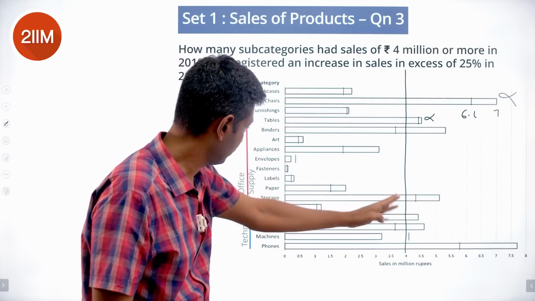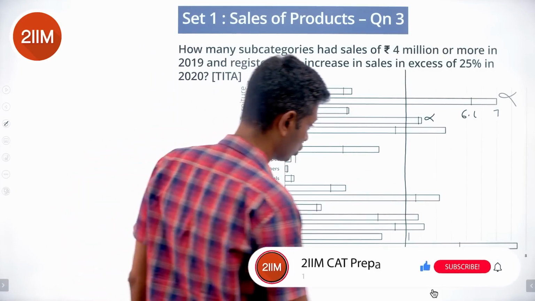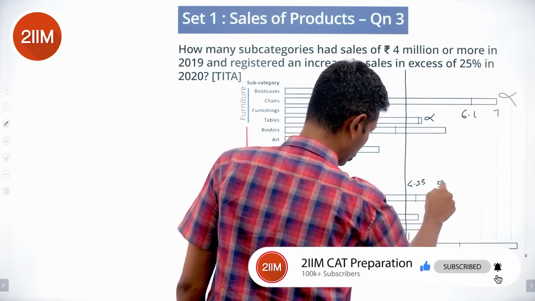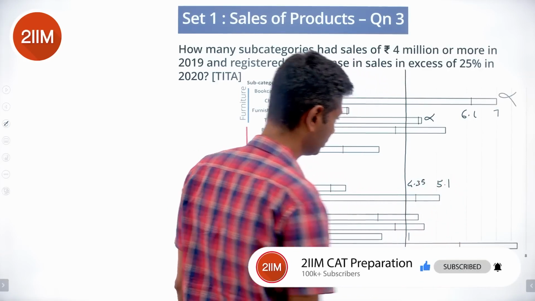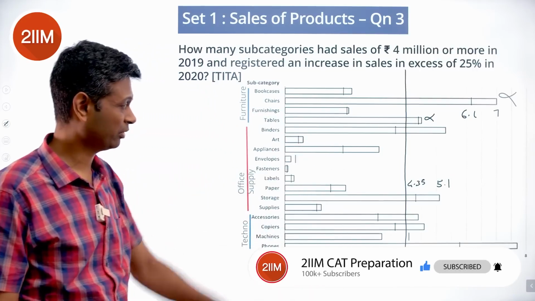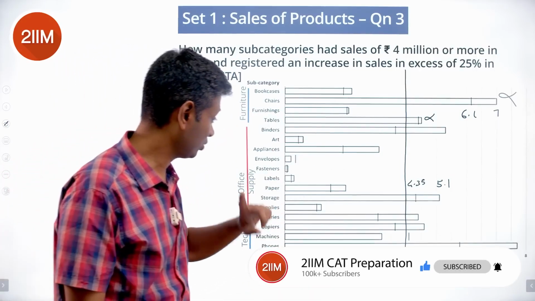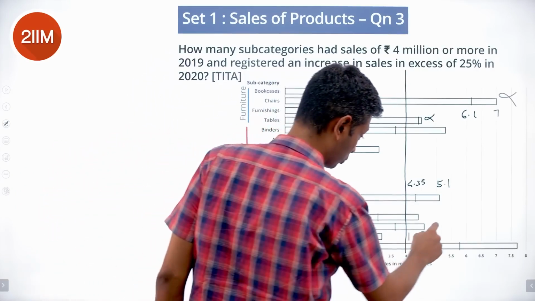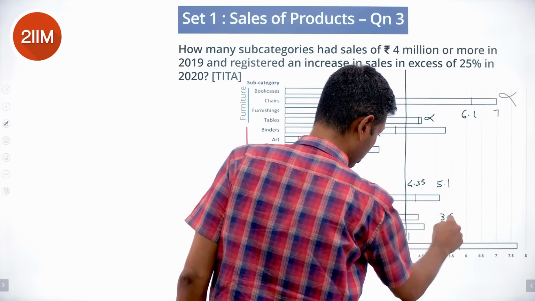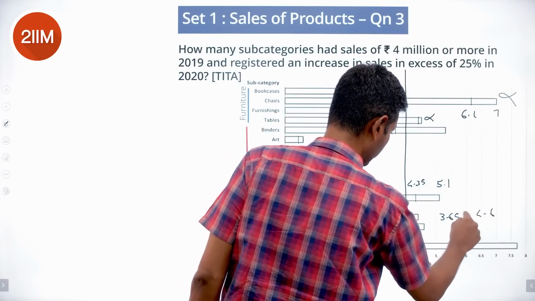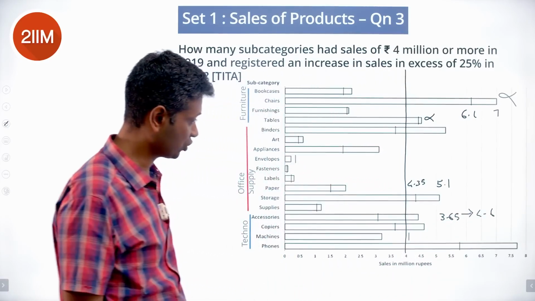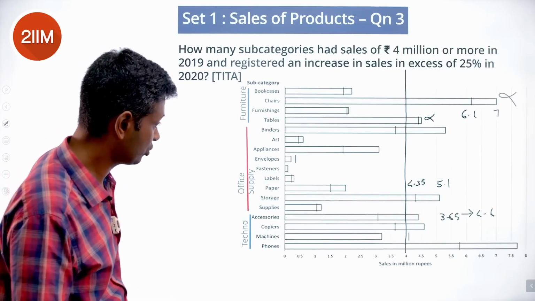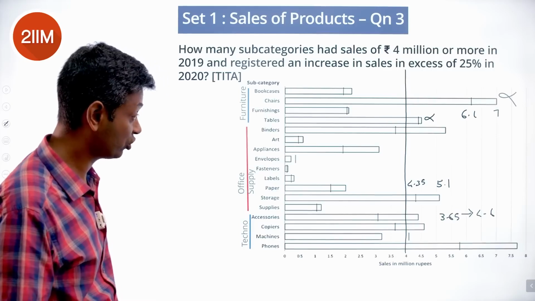Binders doesn't even feature. This storage goes from 4.35 to 5.1. 4 to 5 is 25%, this is not 25%. Accessories does not qualify. Copiers is interesting. 3.65 to 4.6. Very interesting. Copiers is 3.65 to 4.6.